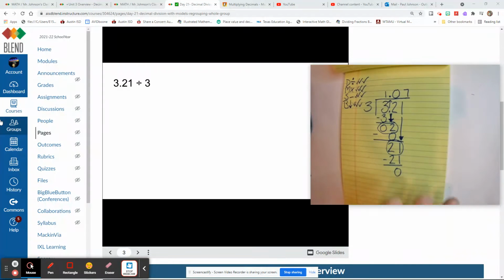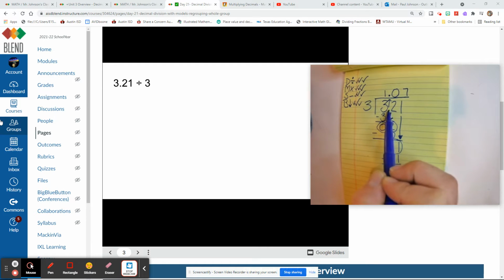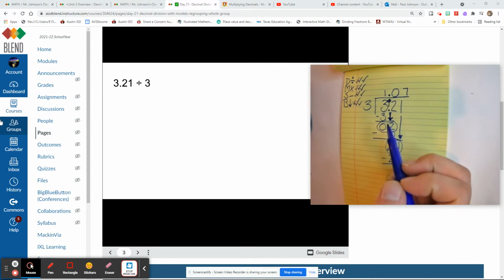All right, so let's review that. So remember, the new final step was bringing up the decimal point from inside the house in its elevator to the top of the house. So we have 1 and 7 tenths as our answer.